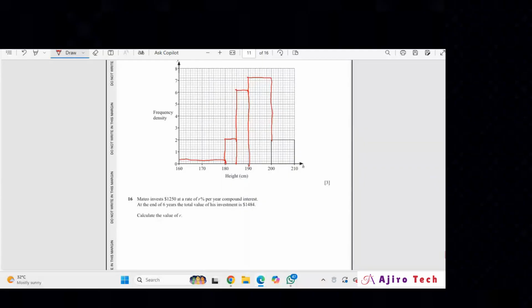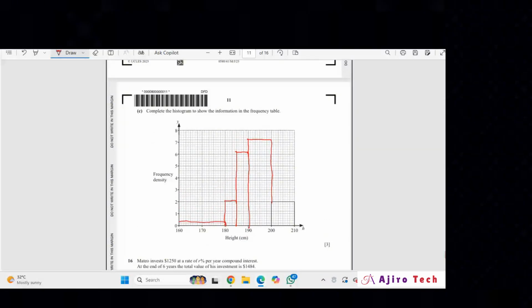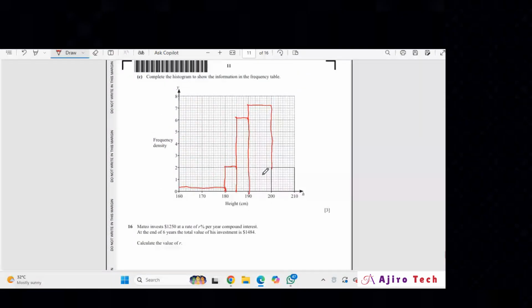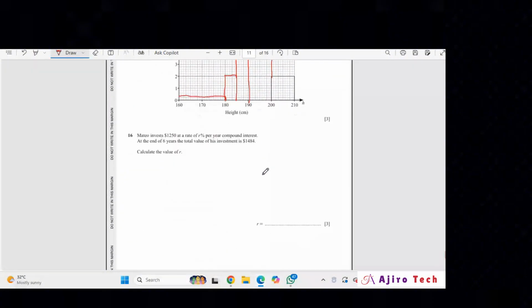So this is how the histogram looks. Please, so sorry about that. I just have to make that correction. Very, very important. All right, so we have this now. So please take note of the histogram that I did there.